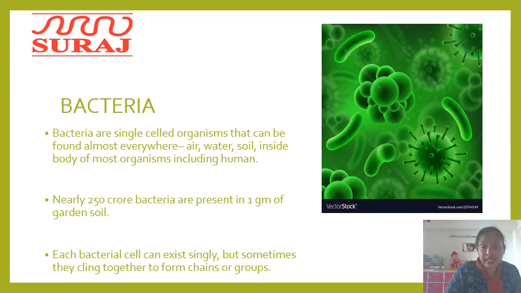Each bacterial cell can exist singly, but sometimes they cling together to form chains or groups. Usually they can stay as single bacteria, or sometimes they can join one after another. They will join together and form chains of bacteria. So it depends.